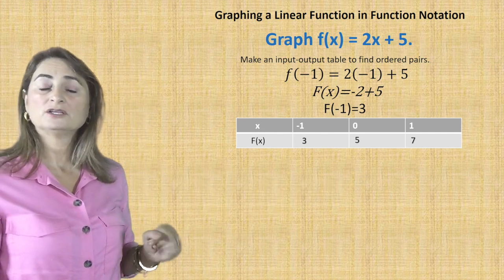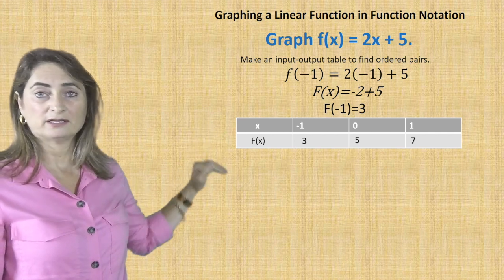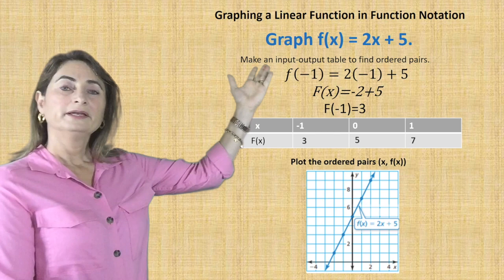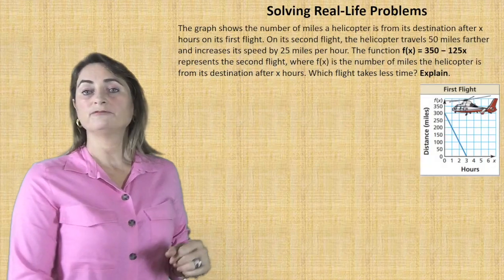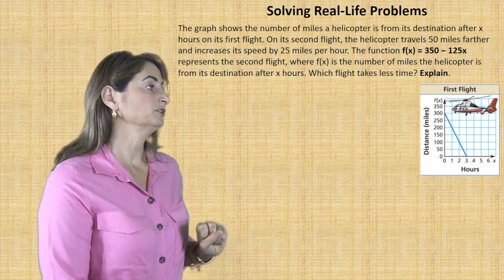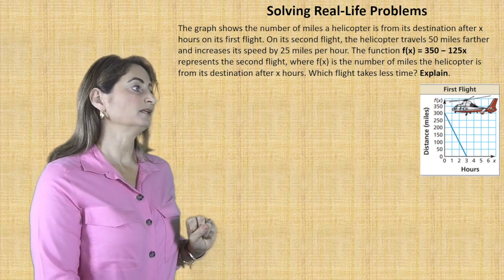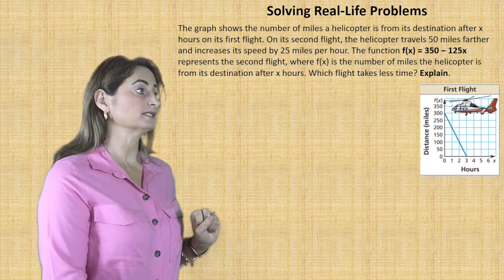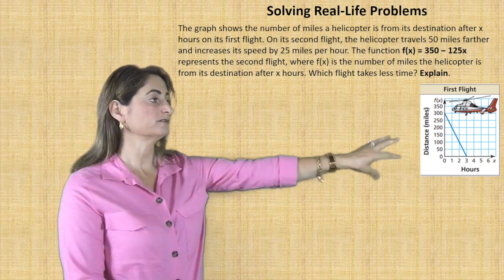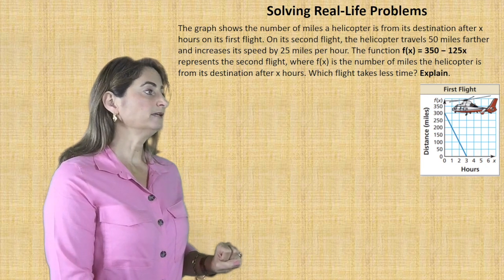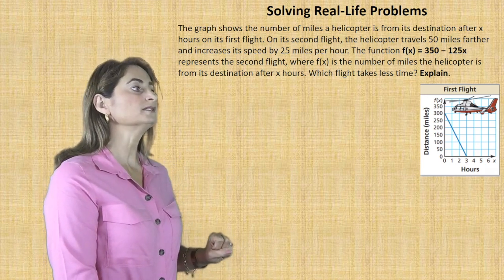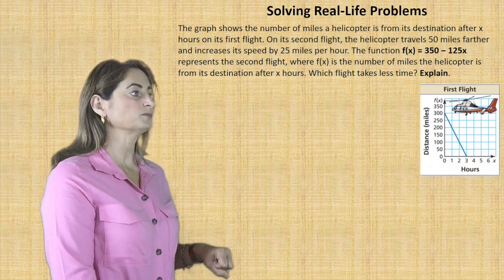To graph it, you can write the ordered pair x and f of x, or plot them and then draw a line through them. Now let's solve a real life problem. Here's the graph about the helicopter. The graph shows the number of miles a helicopter is from its destination after x hours on its first flight. So this is the first flight. On its second flight, the helicopter travels 50 miles farther and increases its speed by 25 miles per hour.